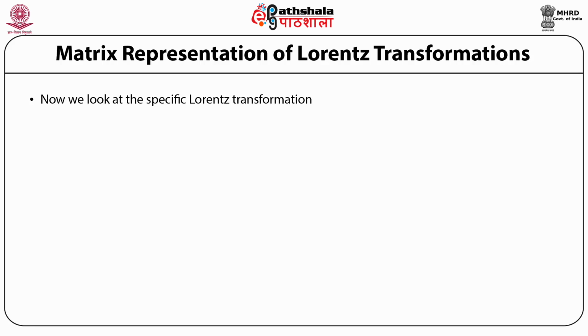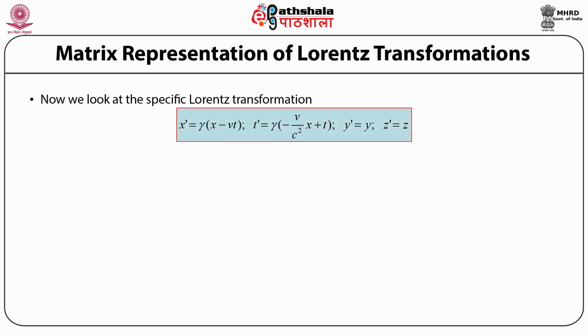So going back to the Lorentz transformation, we have x prime is equal to gamma times bracket open x minus vt bracket close, t prime is equal to gamma times bracket open v by c square times x plus t, that is gamma times bracket open minus v by c square x plus t bracket close, y prime is equal to y and z prime is equal to z.